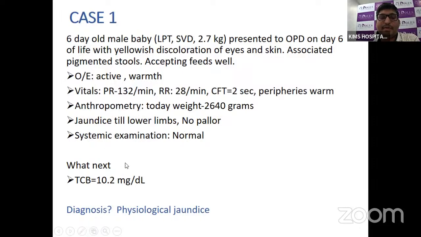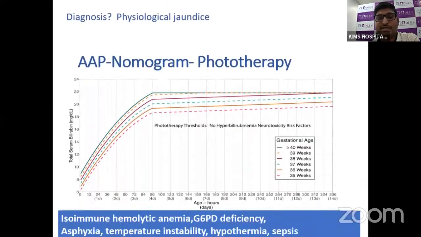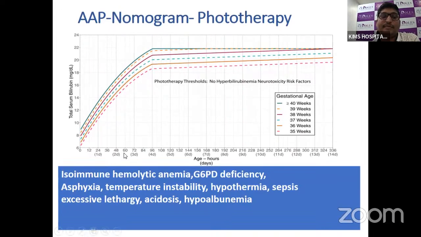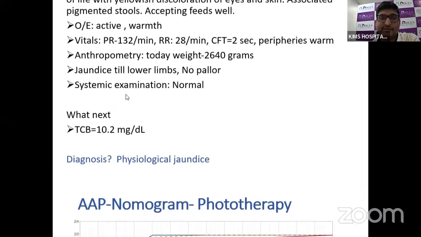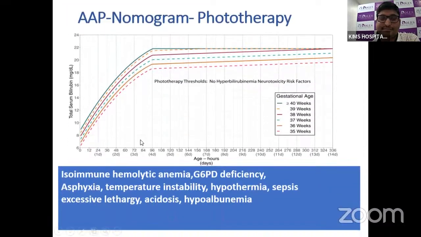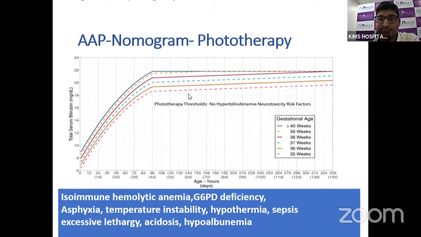We have screened with a TCB that is 10.2 milligram per deciliter. Clinically the child is active, accepting feeds well, and gaining weight normally, and TCB is 10.2 milligram per deciliter. This looks more like physiological jaundice. So the child is 6 days of life, day 6 of life, and bilirubin is 10. The child has no risk factors.